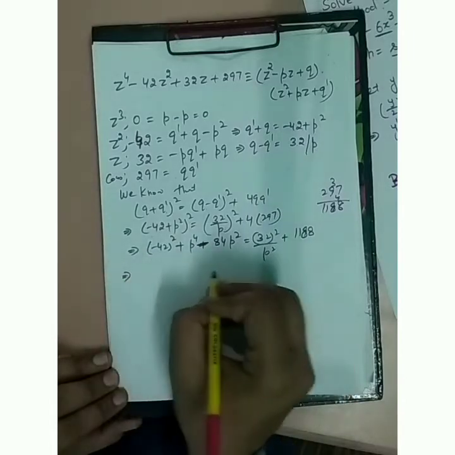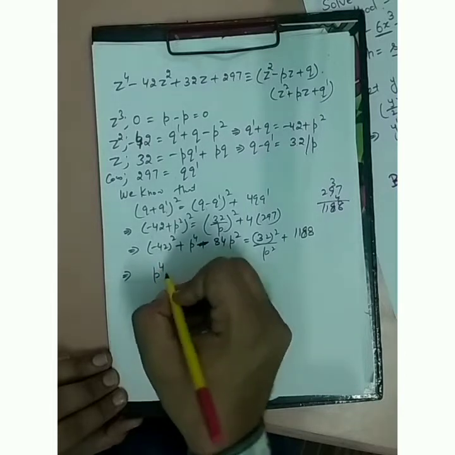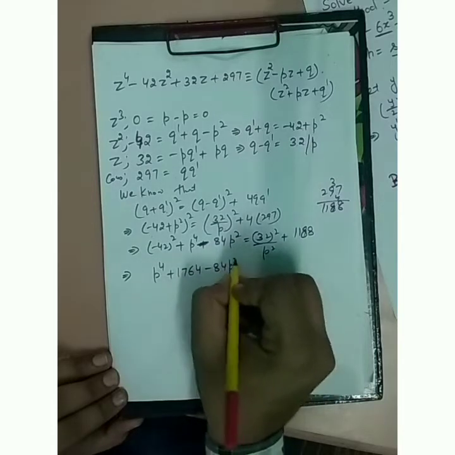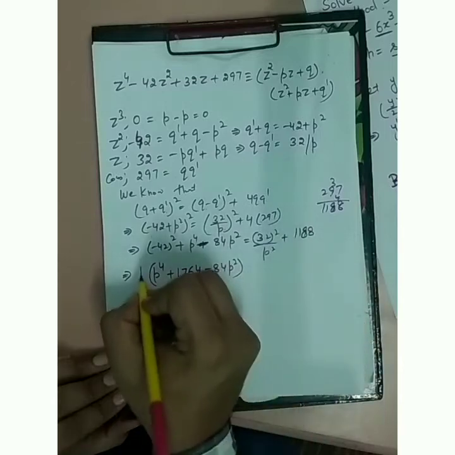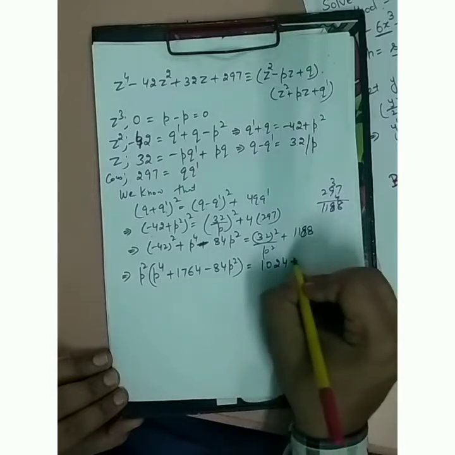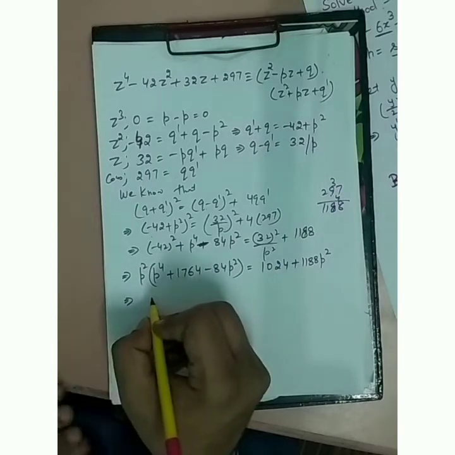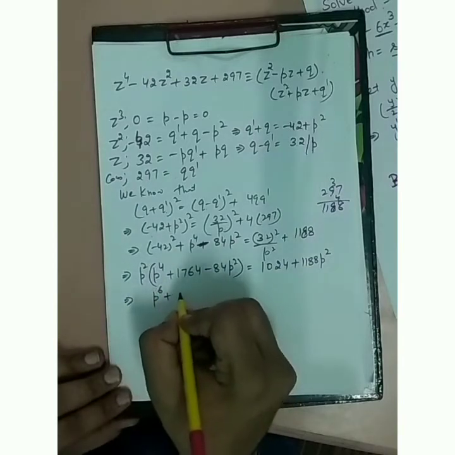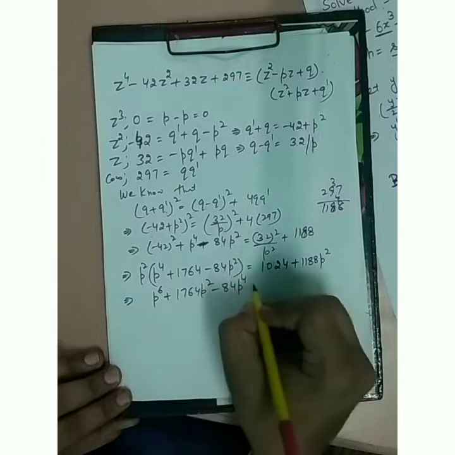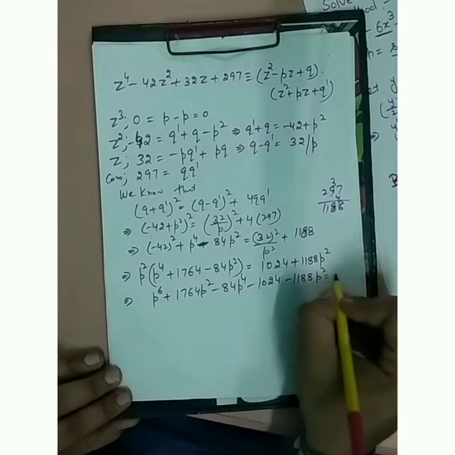Now that is equal to p⁴ + 1764 − 84p², into p², is equal to 1024 + 1188p². Now after solving, you will get p⁶ + 1764p² − 84p⁴ − 1024 − 1188p² is equal to 0.